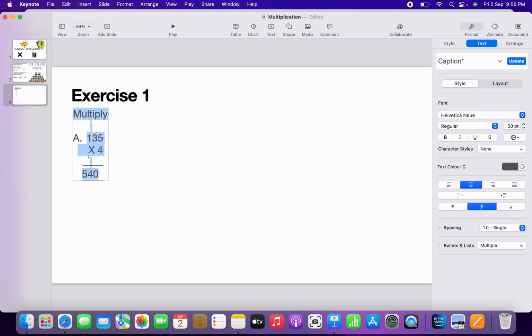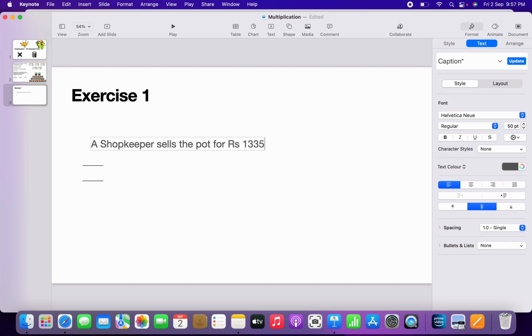One second, let's quickly write it here. What it says? Shopkeeper sells the pot for, where is the R symbol? Okay, the rupee symbol is not on my laptop. I don't know why, but I'll just use RS. Rupees 1335.